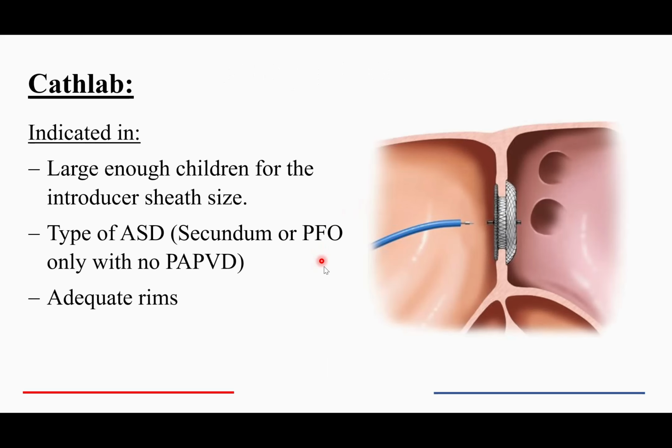In cath lab, the ASD may be closed by a device, and as we see, the device closes and is attached to the rims. So if a rim is deficient, the device may not be stable and may embolize. Indicated in large enough children for the introducer sheath size, a type of ASD, secundum or PFO, adequate rims.